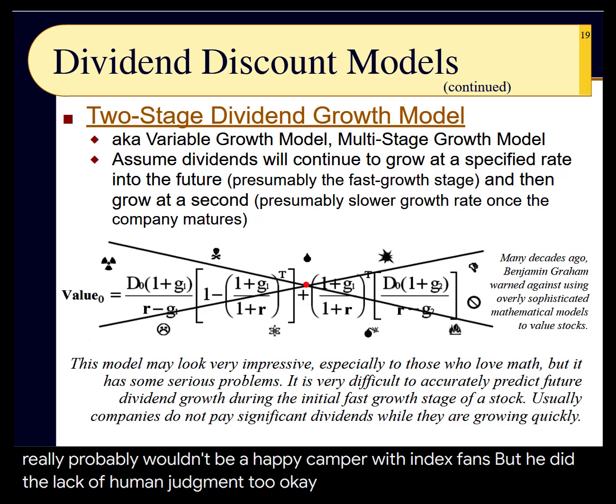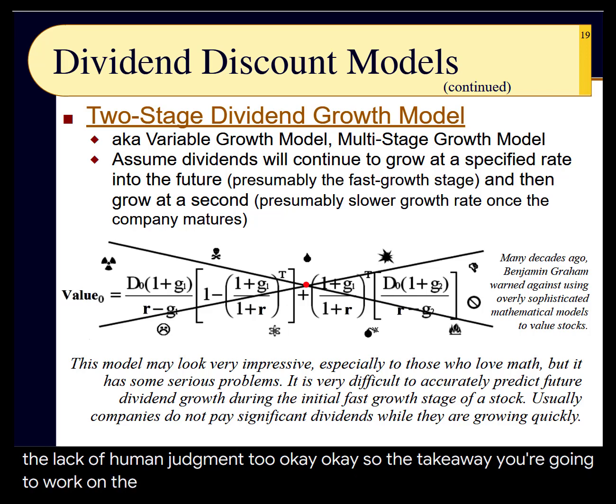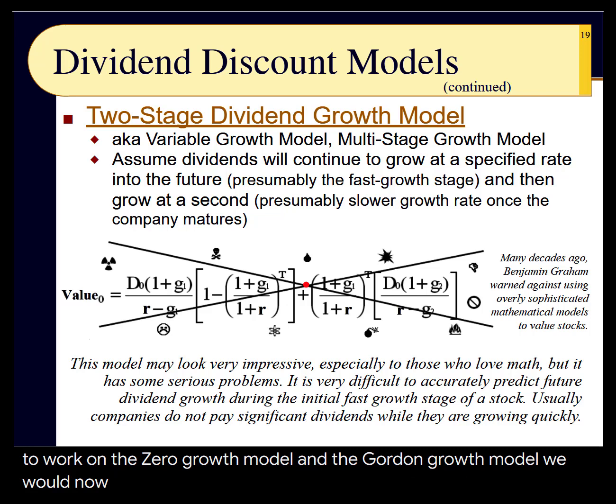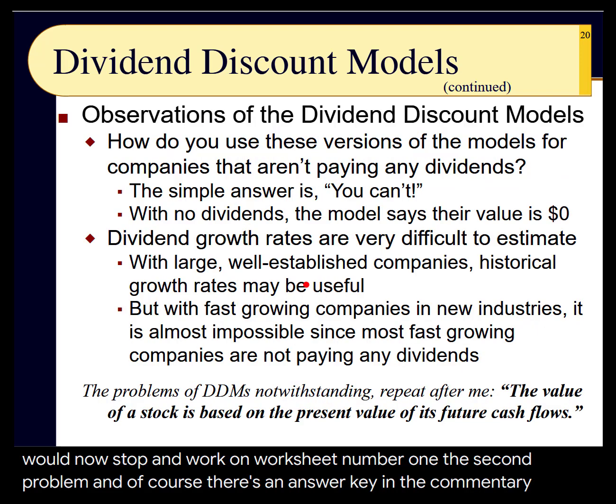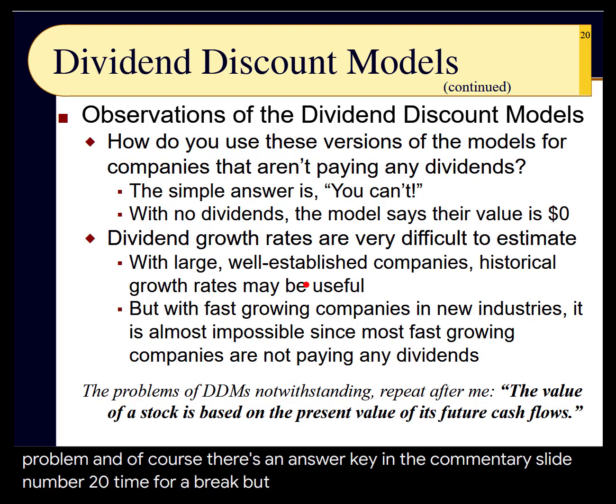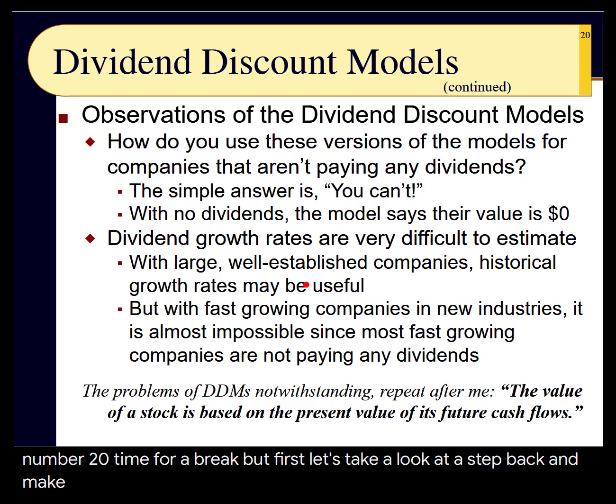Okay. So the takeaway, you're going to work on the zero growth model and the Gordon growth model. We would now stop and work on worksheet number 1, the second problem. And of course, there's an answer key and a commentary. Slide number 20. Time for a break. But first, let's step back and make some observations of the dividend discount models.